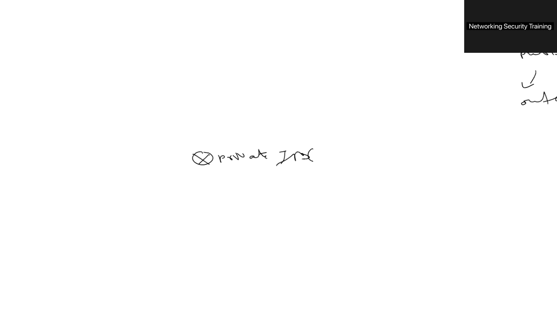Like 192.168.1.x and so on. So this is a single public IP address, like 203.0.113.5. These are public IP addresses.